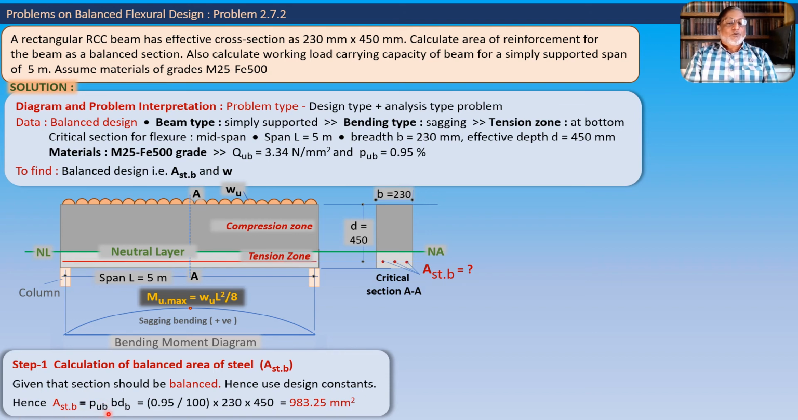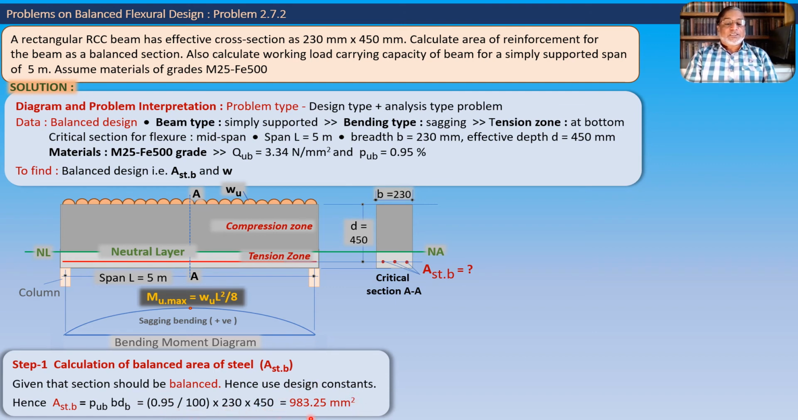Here b stands for balanced section. So Ast,b is pu,b into bd. This formula we have already derived in the earlier video. So we put the values 0.95%. So this comes 0.95 upon 100 into 230 into 450.